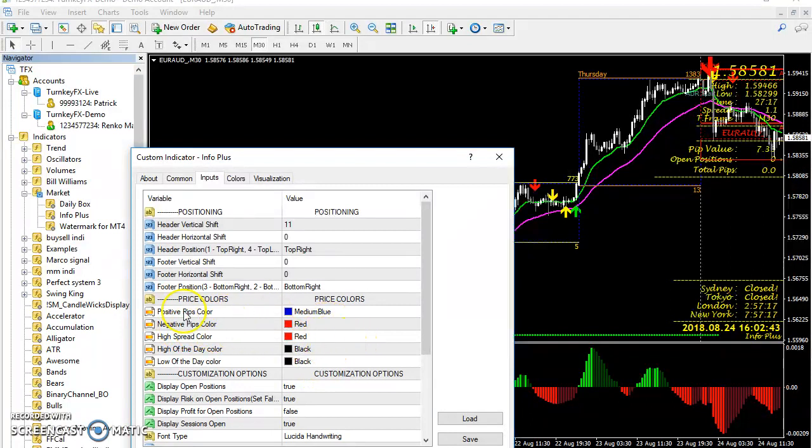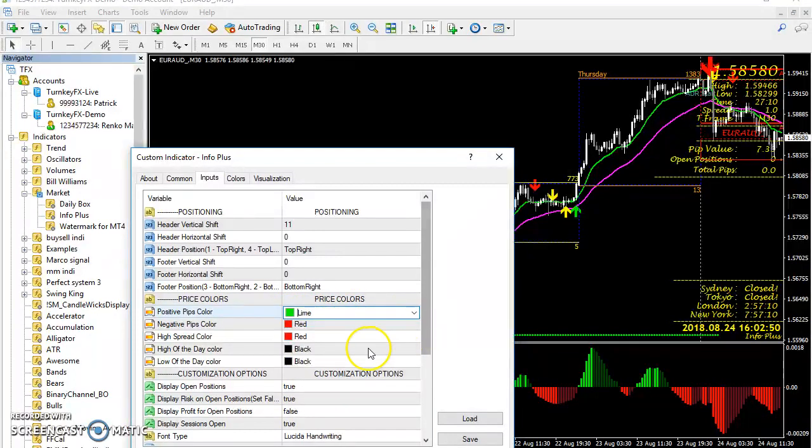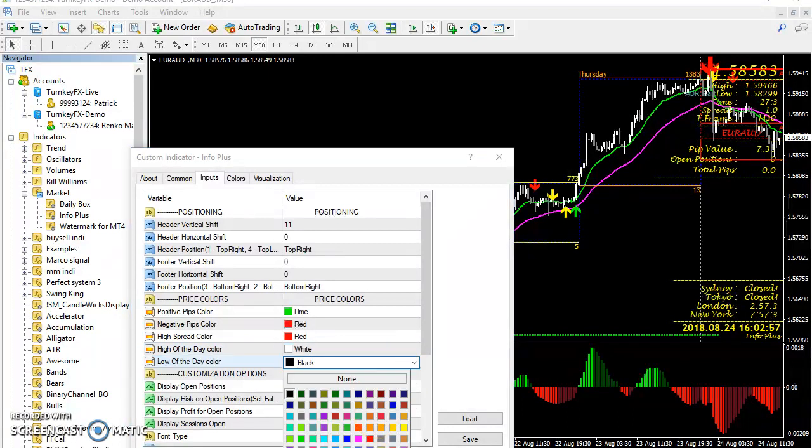So if you want the positive pip value to be green, which is what I like, what you're going to do is switch it to green. And then the rest of these colors, you know, they have them in red or yellow or whatever. You can change every single one of these colors to whatever you want. You can customize it. Okay, watch this.